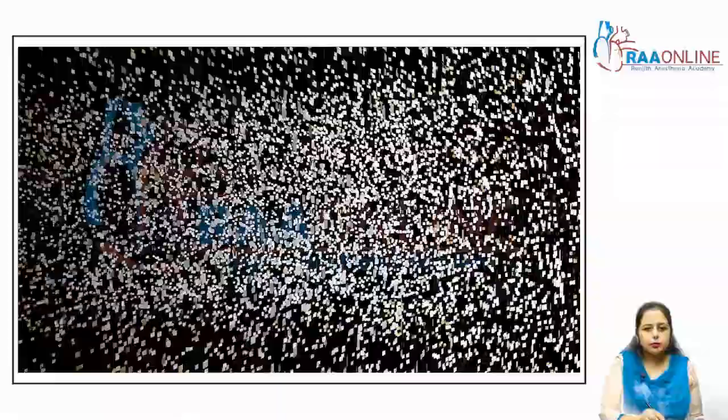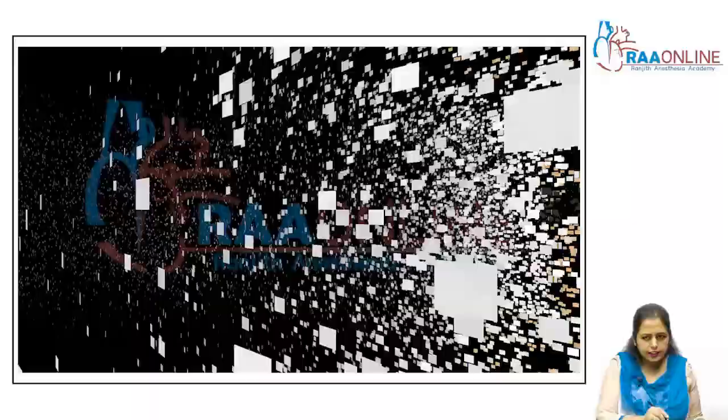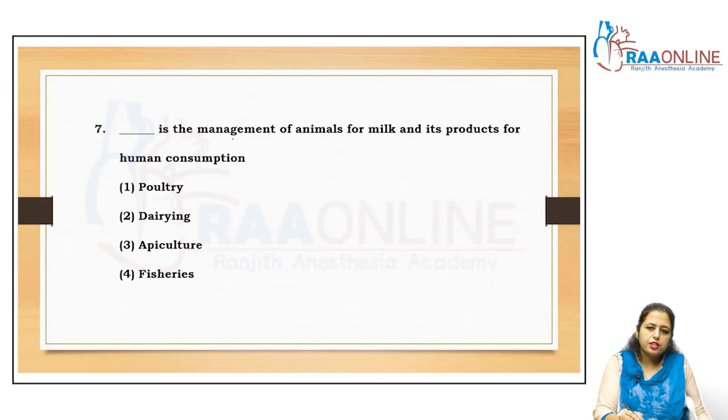Come to the next question, that is the 7th, the management of animals for milk and its products for human consumption, right? Poultry is related with chickens, that is the rearing of birds, especially chickens or ducks and all these things. That is because in that question it is related with milk and their products. So dairy farm management is related with that. So the answer is 2, right?